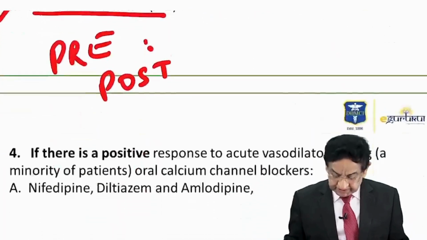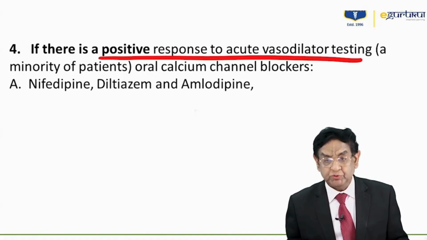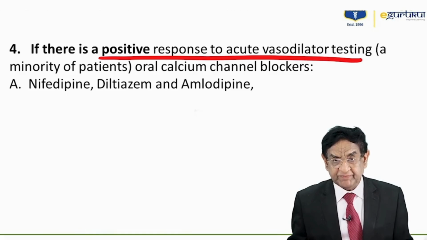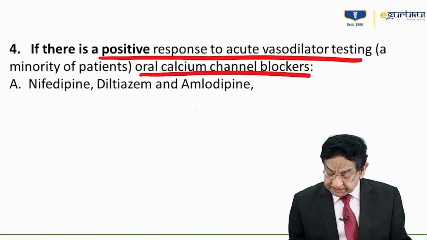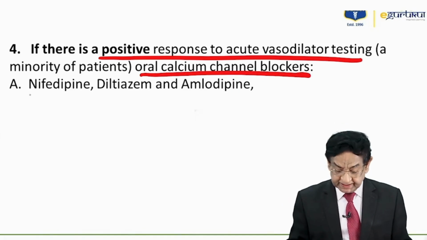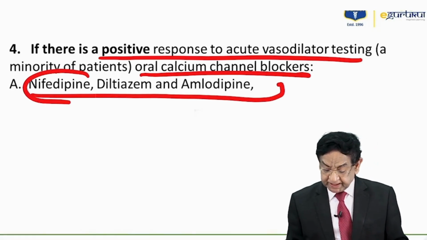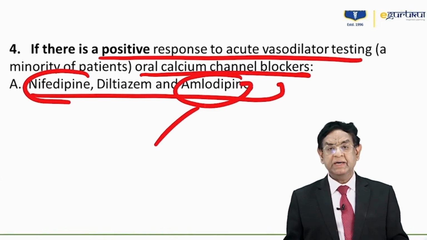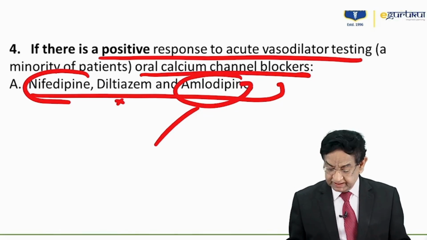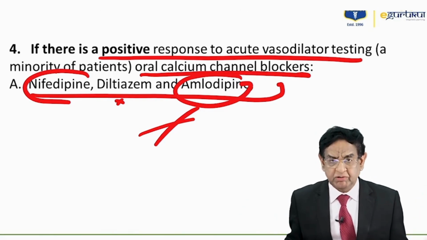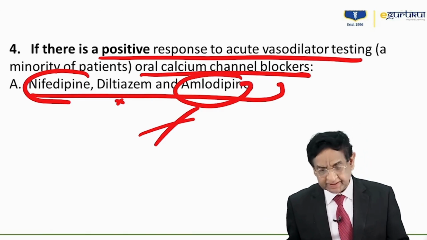So let us see. If the test is positive, that means they are responding to vasodilator testing, the way we did in the previous slide. These patients should be given an oral calcium channel blocker. That is nifedipine, diltiazem and amlodipine. Initially they were using this, but nowadays amlodipine is more in use. Diltiazem is not that common, but can be given. The books have written all the three, and they are also right. Now increasingly being used is amlodipine.